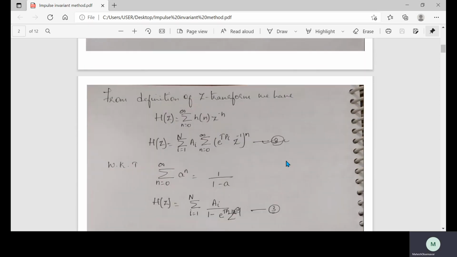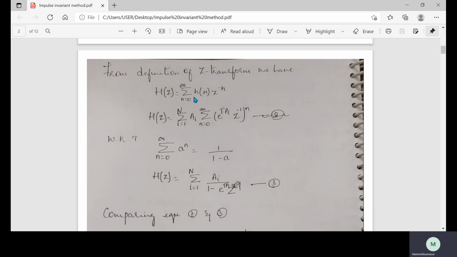So from the definition of the Z transform, we know that H of z is equal to summation n equal to 0 till infinity, h of n into z to the power of minus n. Substitute for h of n. So when you substitute for h of n and rearrange, H of z is equal to summation i equal to 1 till N, a_i summation, and you'll get it in this form.